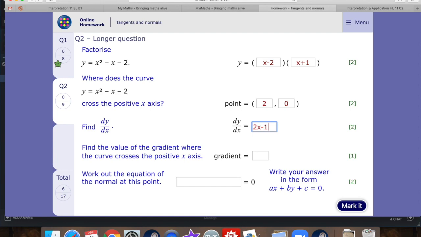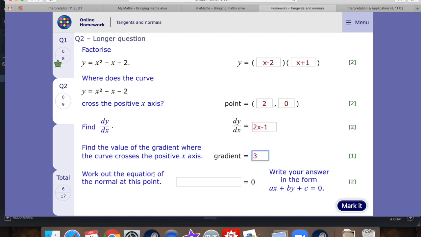So 2x minus 1. Nice. Find the value of the gradient where the curve crosses the positive y-axis. Well, I already know where it crosses the positive y-axis. It's (2, 0). So all I need to do is just plug a 2 into here. 2 times 2 is 4. 4 minus 1 is 3.